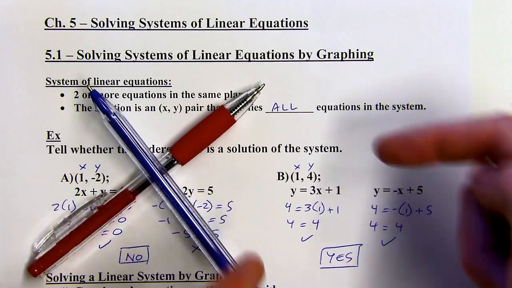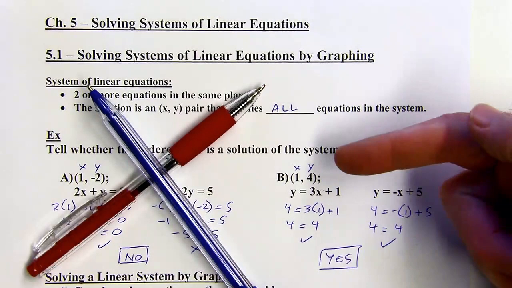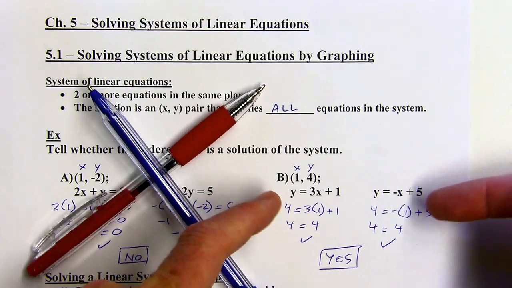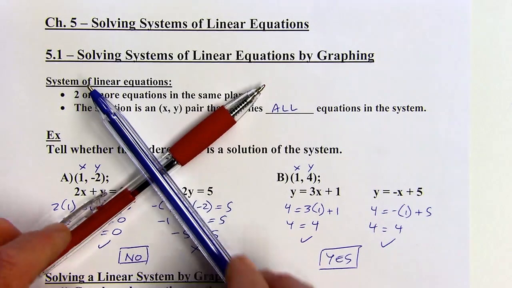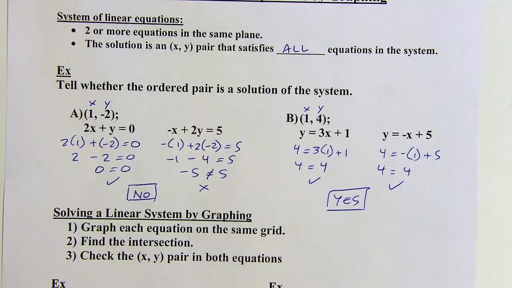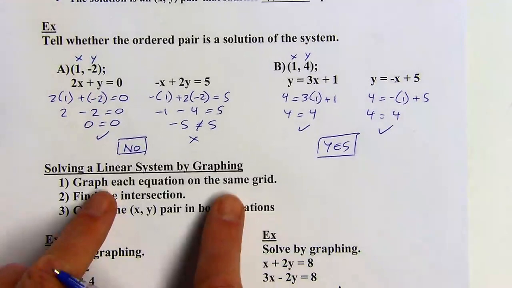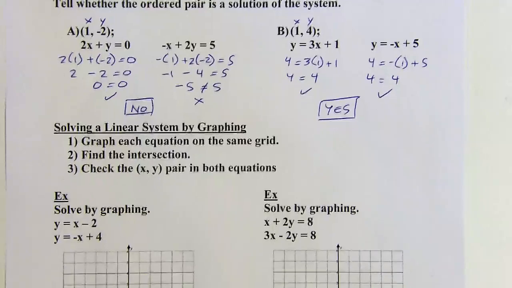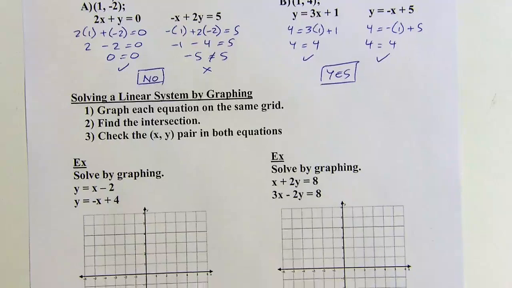Here we knew the solution to start, or the possible solution. But if we didn't know that solution, we could take both of these lines, graph them, and then find the intersection. And that's really what the graphing method is. Okay, so we're going to graph each equation on the same grid, and then we're going to find the intersection. And then you can test your answer as well.